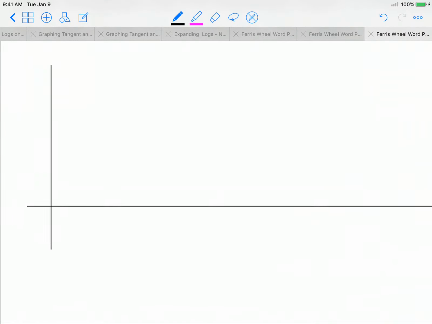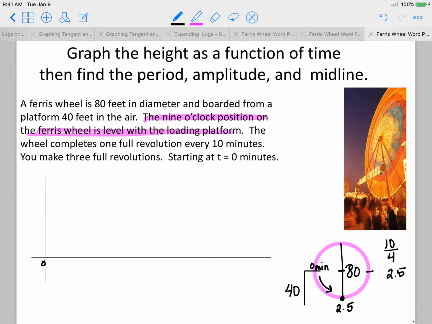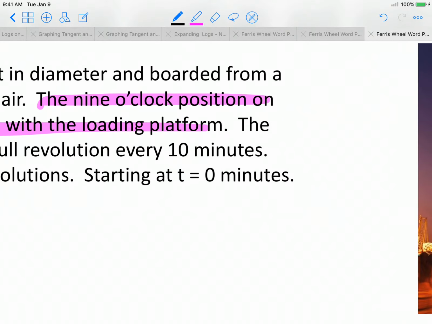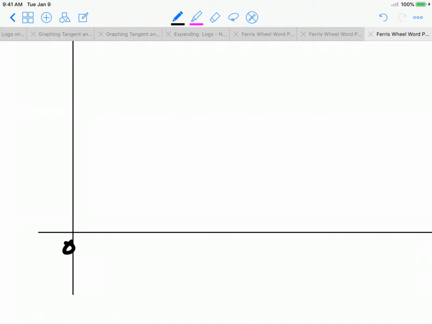So let's do our intervals. We've got 0. Oh, if we want to see how long it's going to take us to go around this thing, we're going to go around 3 times. So if it takes 10 minutes times 3 times around, it's going to be 30 minutes to ride this whole ride if we go 3 times around. All right, so 0, then we add 2.5.